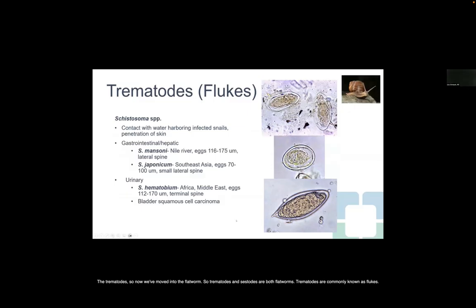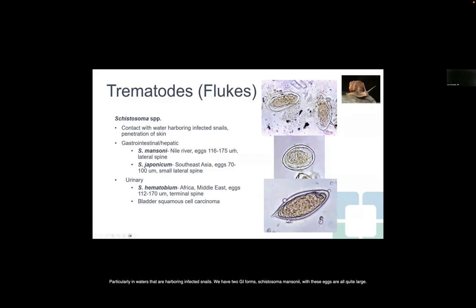The trematodes, so now we've moved into the flatworms. Trematodes and cestodes are both flatworms. Trematodes are commonly known as flukes. These are Schistosoma, and these are also acquired via penetration of the skin, particularly in waters that are harboring infected snails. We have two GI forms, Schistosoma mansoni.